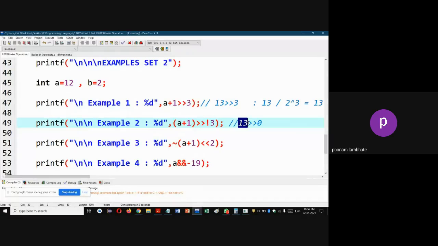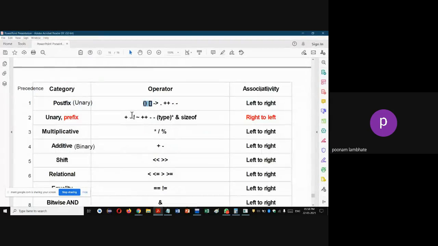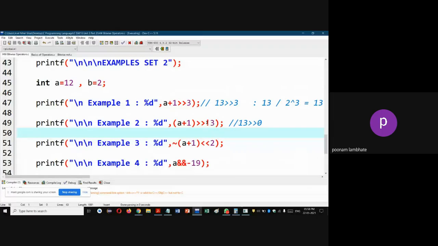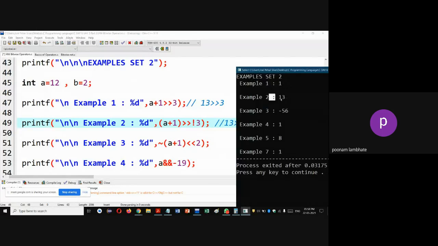Then 13, right shift, and then this NOT 3. This is a logical operator, and it has precedence after parentheses, so execute that next. NOT 3: in logical operation, 0 becomes 1 and 1 becomes 0, or true becomes false and false becomes true. So 3 is a true value that will become false, that is 0. So first addition, then logical NOT, and then right shifting according to your table. If you have the table in front of you, it becomes very easy. So 13 right shift by 0 is 13 into 2 raised to 0, and 2 raised to 0 is 1. So 13 into 1 is 13.